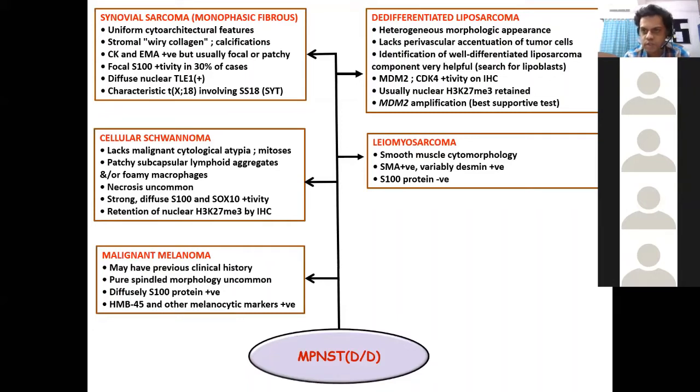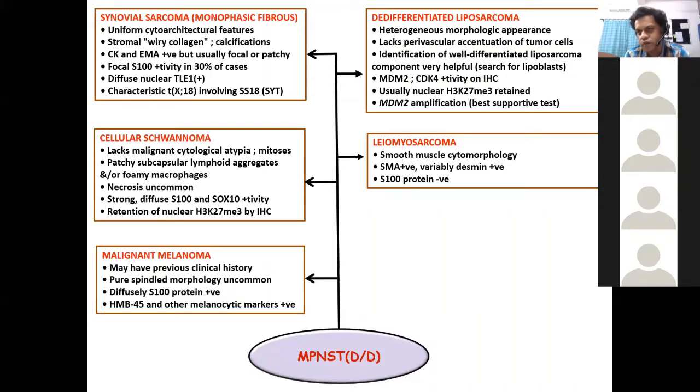Melanoma is something which always needs to be kept in mind. Now, we had talked about that yesterday. A liposarcoma, an atypical lipomatous tumor, or well differentiated liposarcoma, which has undergone dedifferentiation to an MPNST-like area, can be in your differential, in which case you will have to search for lipoblasts, one thing, and second, you will have to ask for an MDM2 and CDK4 IHC, and if you are still worried, you will have to ask for a FISH for the MDM2 amplification. So that's another important thing.